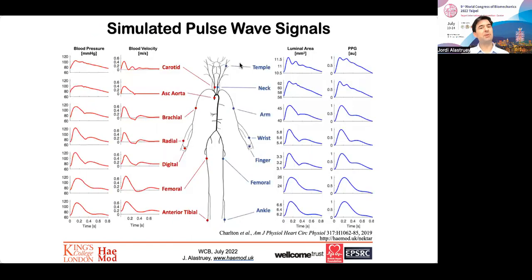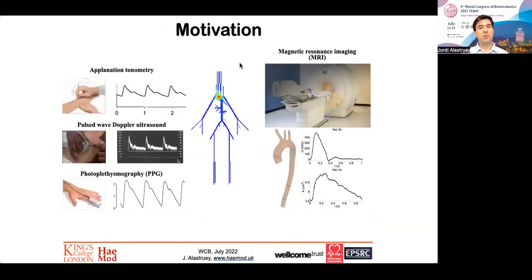Pulse wave signals are produced by the propagation of the pulse wave, which is the result of the beating heart interacting with flexible arteries, such as the aorta. Using computational blood flow modeling, we can simulate pulse wave signals at common measurement sites in the body. But why do we want to simulate and study pulse wave signals?